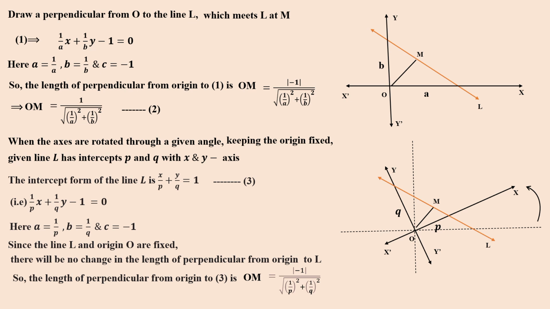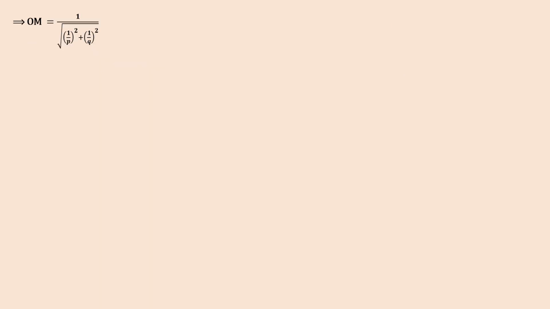We are using these intercepts: 1 by root of 1 by p square plus 1 by q square. So that is equal to 1 by root of 1 by p the whole square plus 1 by q the whole square. That is equation 4. So OM has two values, from 2 and 4. So 1 by root of 1 by a the whole square plus 1 by b the whole square is equal to 1 by root of 1 by p the whole square plus 1 by q the whole square.